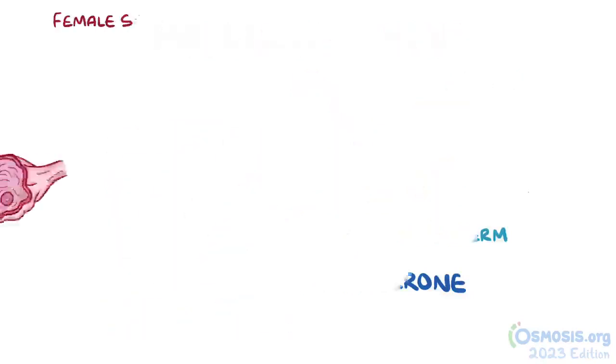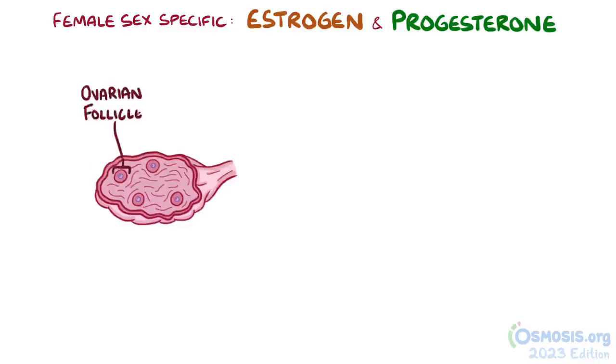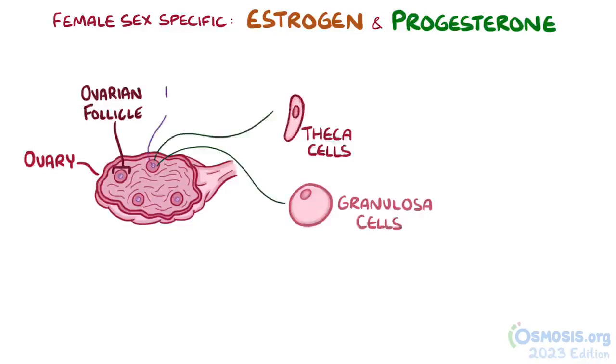The major sex-specific hormones in women are estrogen and progesterone, and they are produced by the ovarian follicles that are scattered on the ovaries. Each ovarian follicle is made up of a ring of granulosa and theca cells surrounding a primary oocyte at its core.